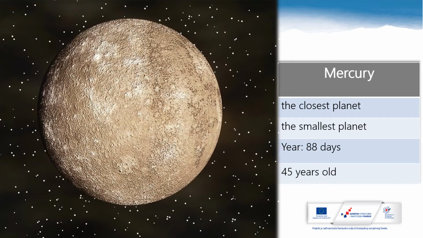The first planet of the solar system is Mercury. It is the closest planet to the Sun, but it is also the smallest. It takes 88 days for Mercury to make one circle around the Sun. And an interesting fact is that if you lived on Mercury, you would be 45 years old.